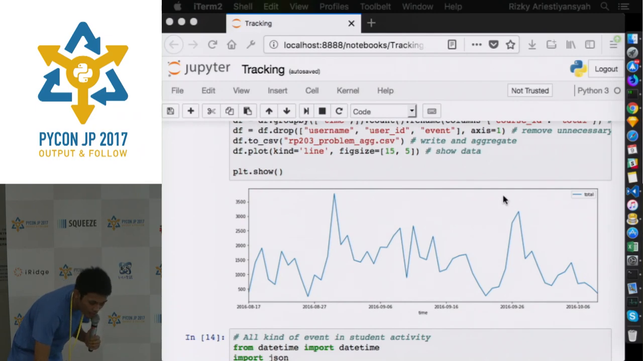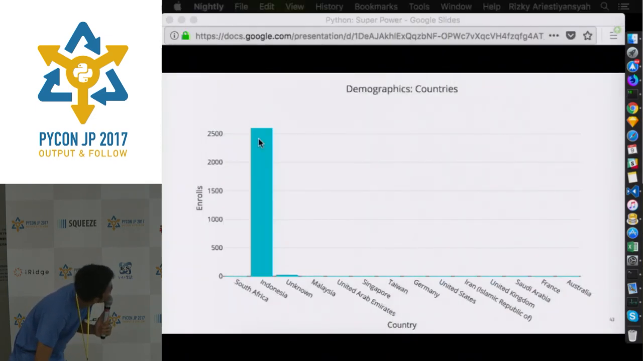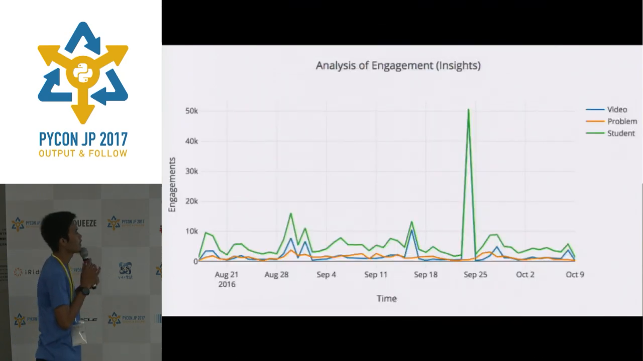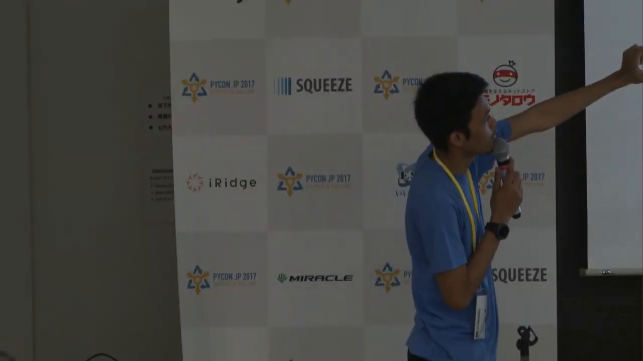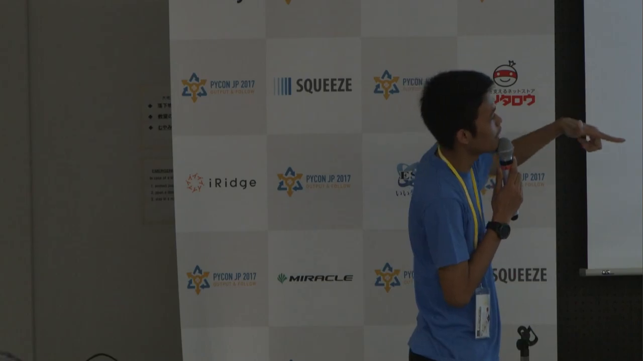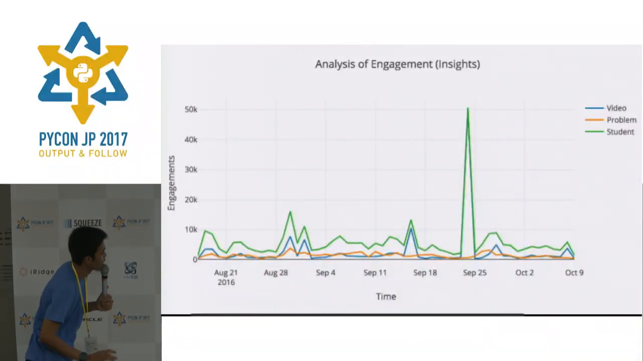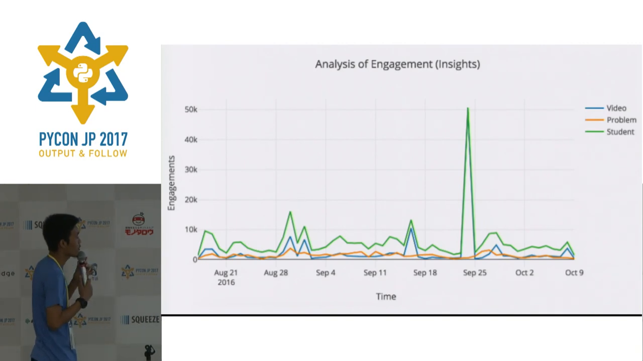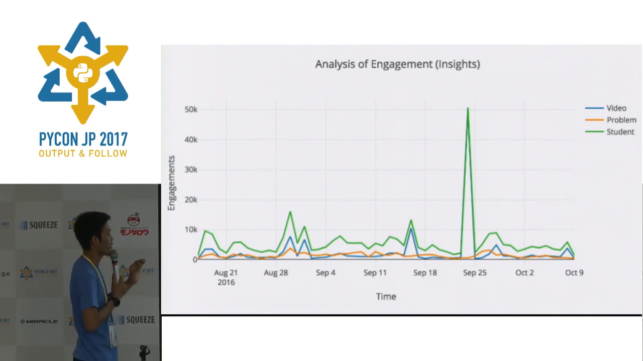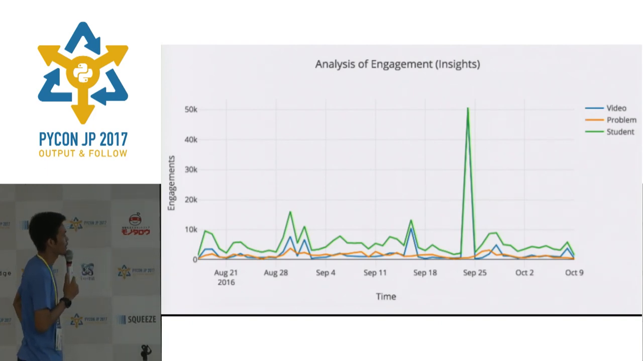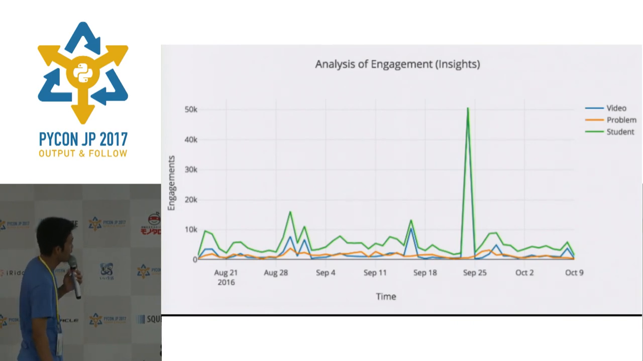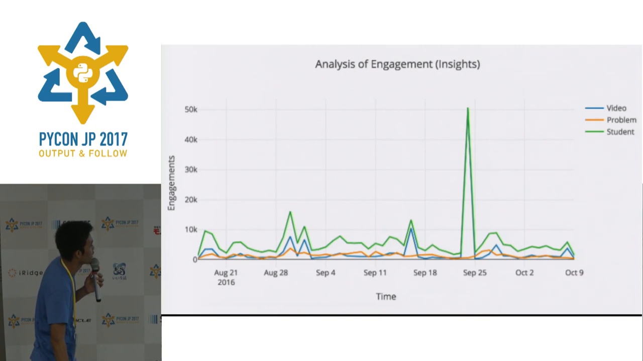This one is for quiz. This is the data from the events like video, and there is problem, and the other one is for the student. So we can see this one. This is from week one to the end of the course. There are more users who register into the course, but there are many more of them who try to access the quiz, and they are also watching the video inside of the education technology platform that we have, inside of the learning management system.